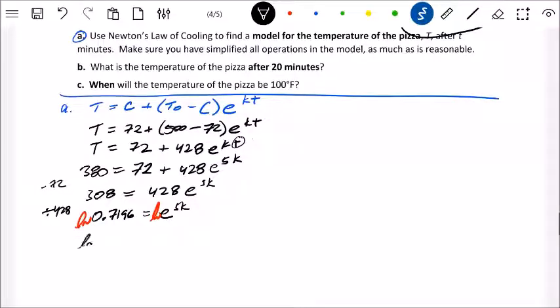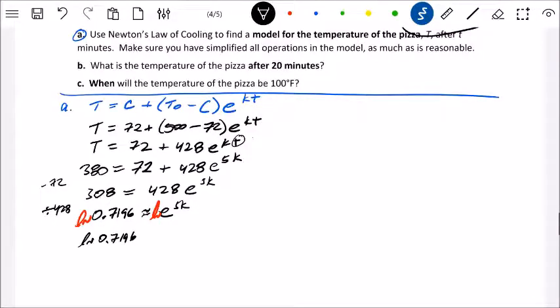Okay, and that gives us natural log of 0.7196. And also, of course, it's an approximation once we divided and used the natural log in it. It's approximately 5k divided by 5. So k is approximately, once we calculate that, negative 0.0658. So the decreasing rate is about 6.5%, if I bring the decimal over twice, and negative means it's going down.